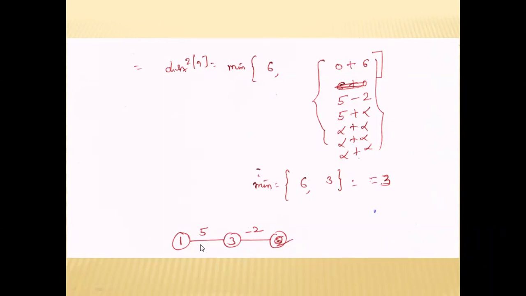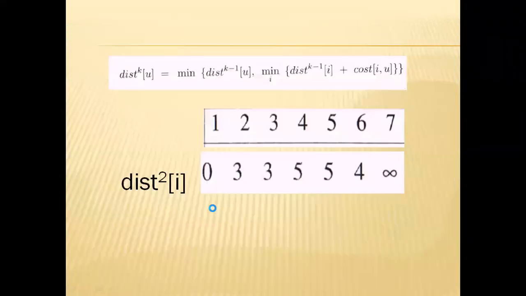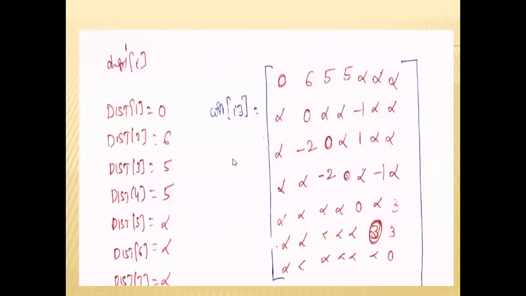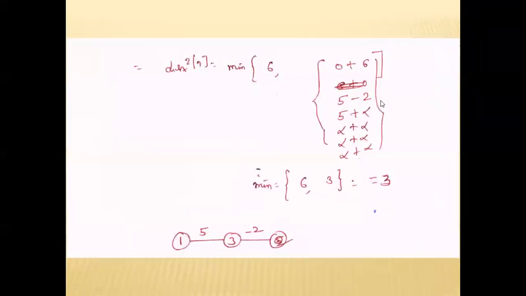We are finding the shortest path from the first vertex to the second vertex by using two edges, which is 5 minus 2, 3. That means in the graph, you are already representing the shortest path from the first vertex to the second vertex by using two edges. Using two edges means 1, 2, 3, 3 to 2, two edges: 5 minus 2 equals 3. So the shortest path from the first vertex to the second vertex by using two edges is 5 minus 2, which equals 3. Same as you are calculating here, 5 minus 2.